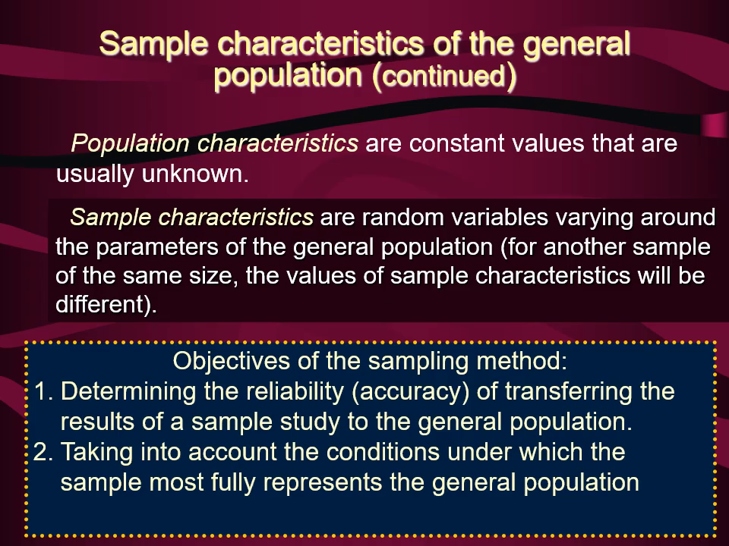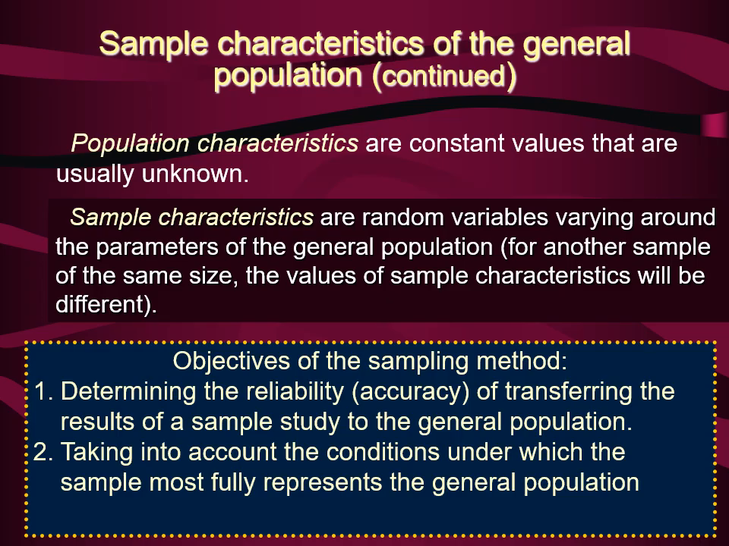That is, the sample method, first of all, under number 1, please note, should determine the reliability of transferring the results of a sample study to the general population. This is the first task that the selective method faces, and the second is taking into account the conditions under which the sample most fully represents the general population. That is, compliance with just the conditions of typicality and the conditions of objectivity. Here are some more tasks that are set before the selective method.